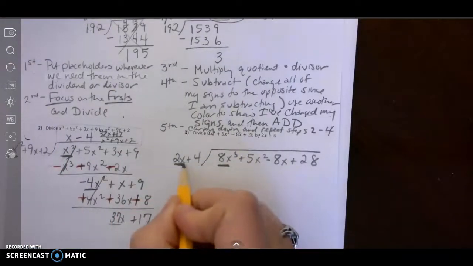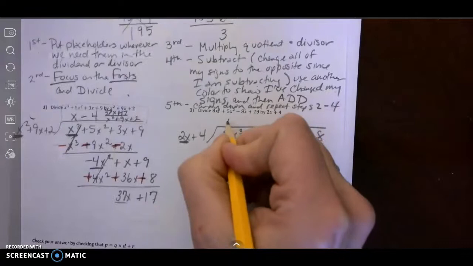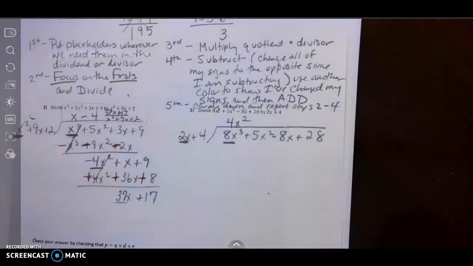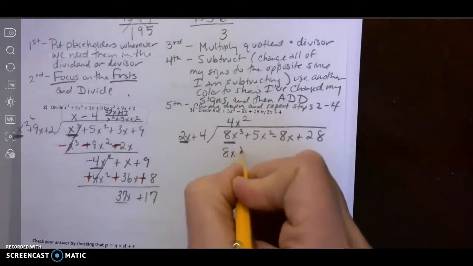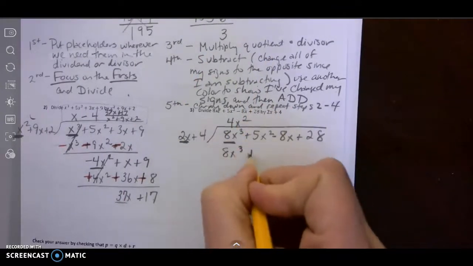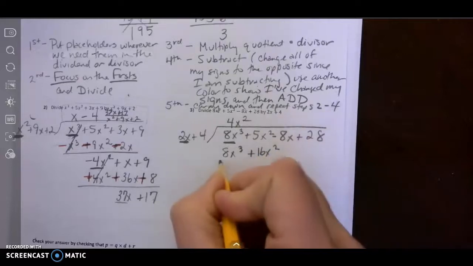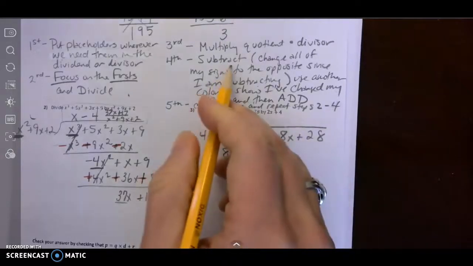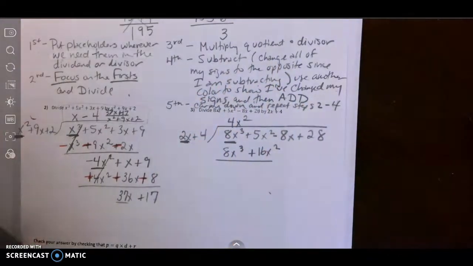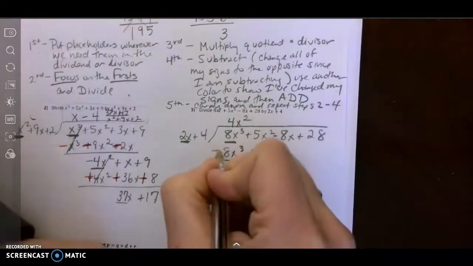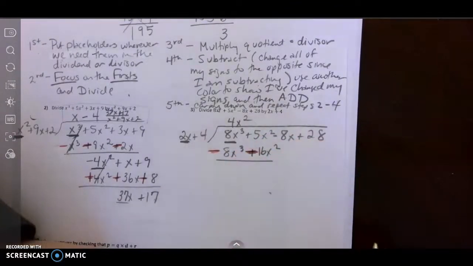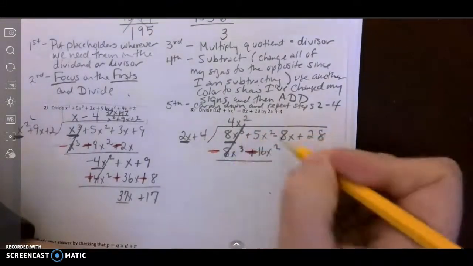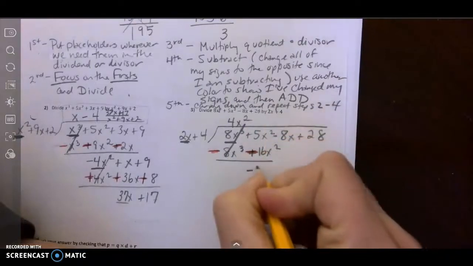8x cubed divided by 2x is 4x squared. Multiply quotient and divisor, so I get 8x cubed plus 16x squared. Subtract. Change all my signs to the opposite since I'm subtracting. Use another color, that's what I'm doing, to show that I've changed my signs, and then add. And I get negative 11x squared.